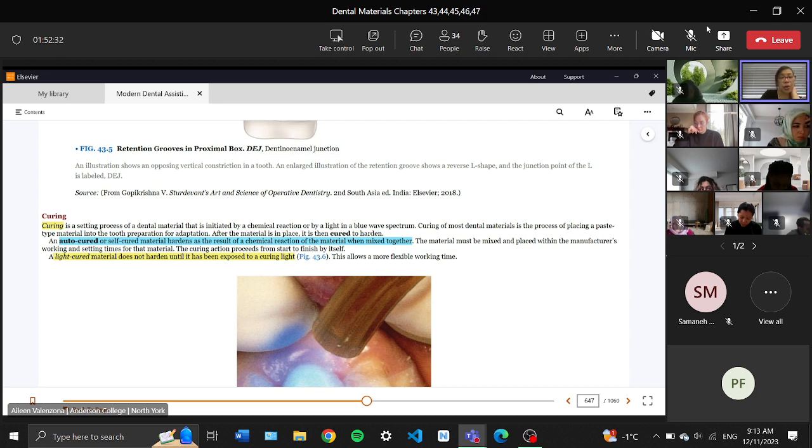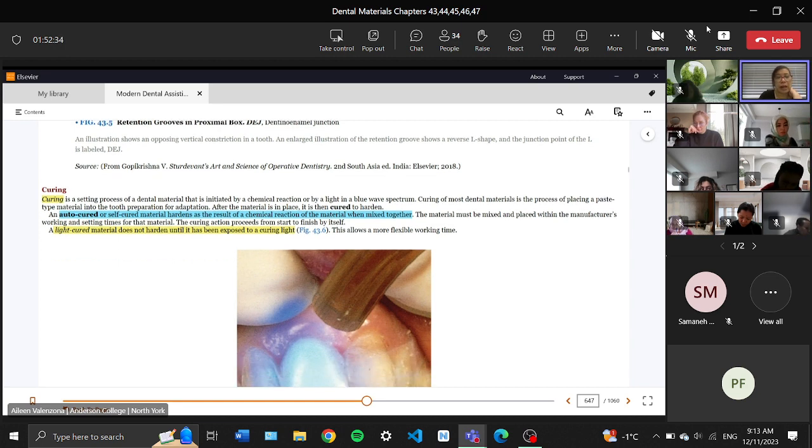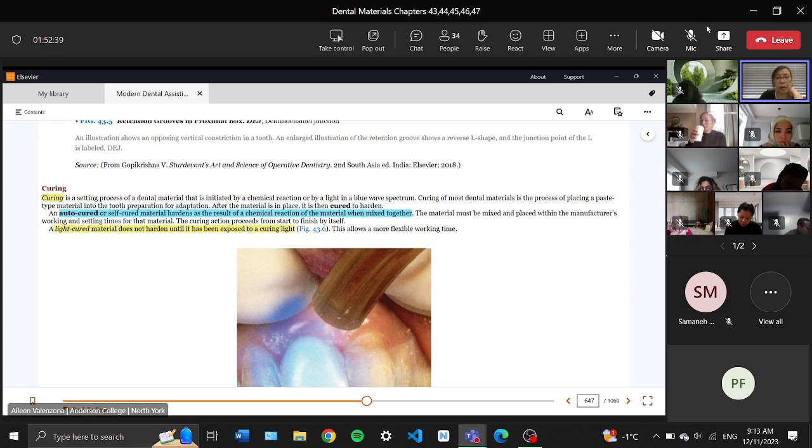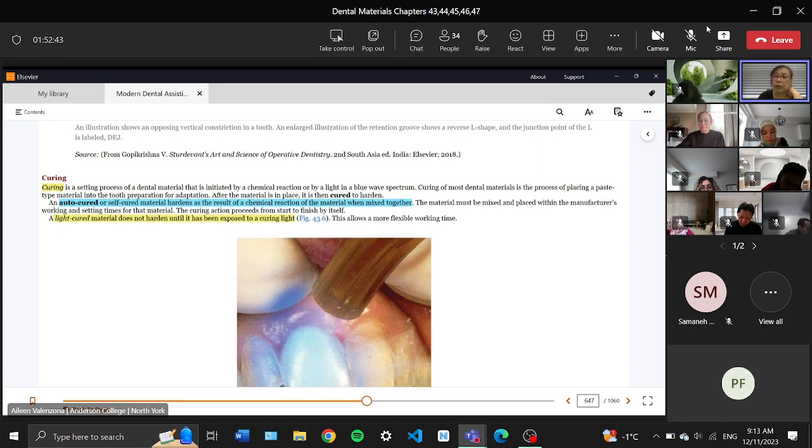An auto-cured or self-cured material hardens as the result of a chemical reaction when mixed together. So if you have two materials, catalyst and base, once you mix them together, they will start to set. The material must be mixed and placed within the manufacturer's working and setting times. Curing action proceeds from start to finish by itself. So we have to move fast or else it will set.